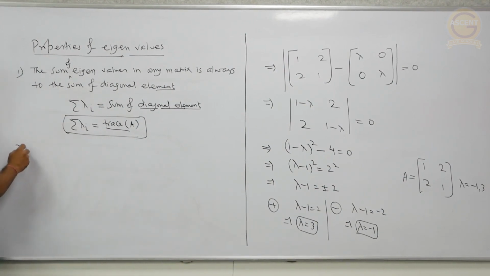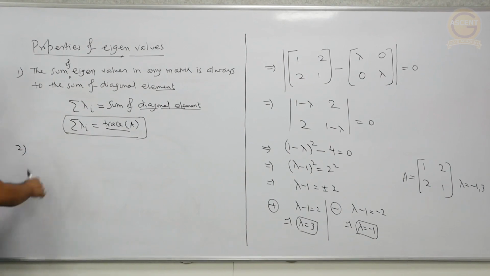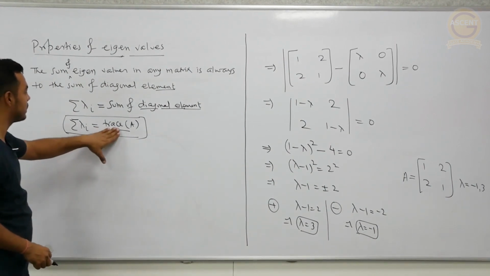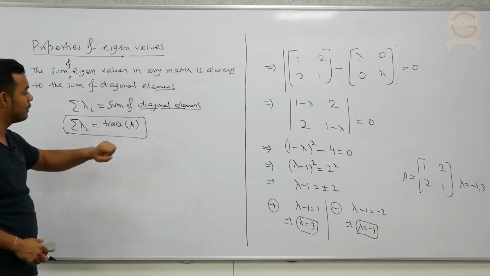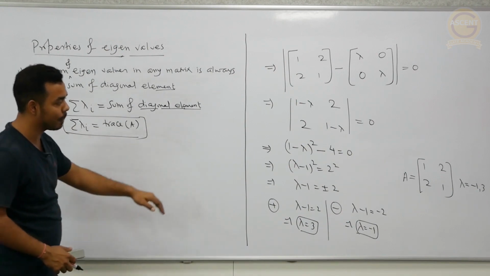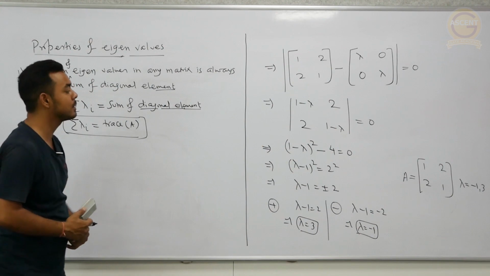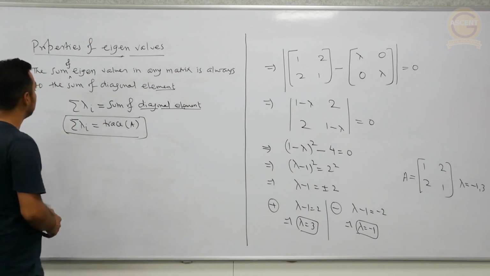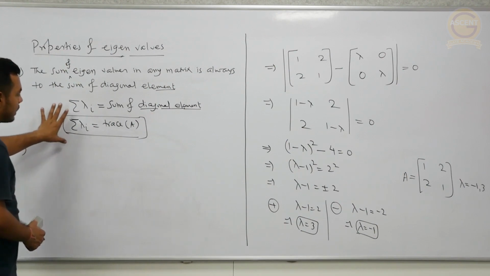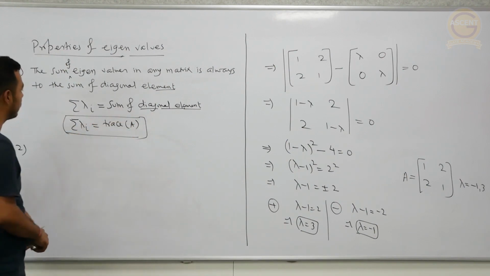The second property is, these properties are very helpful in eliminating the options. In GATE, 4 options will be given, and from there you have to identify which of the given options is the possible eigenvalue of the given matrix. So if you know these properties, then you can directly eliminate the options. So the first property is the sum of all eigenvalues is equal to the trace of the matrix.